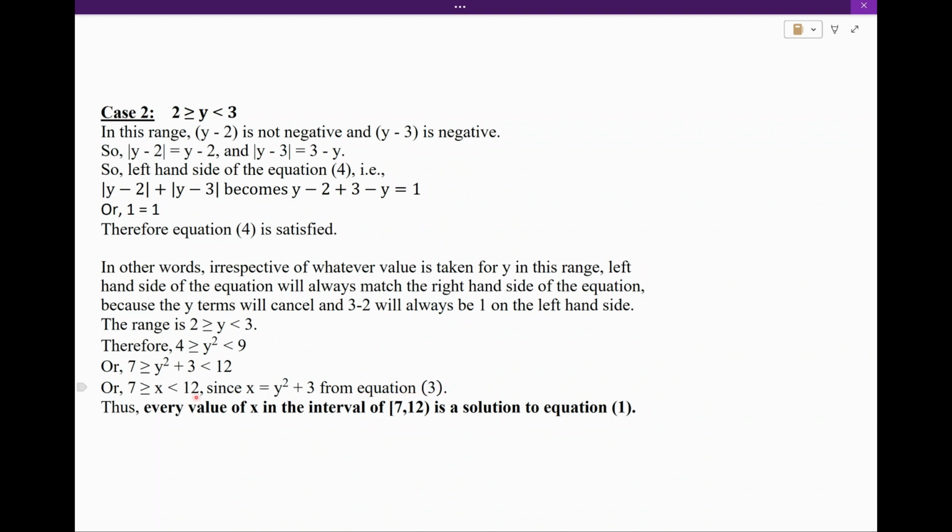So in this range, between 7 and 12, the value of x is a solution to equation 1. Notice that this range is closed on the left hand side, but it is open on the right hand side. That means x can be equal to 7, but x cannot be equal to 12. So if x falls in this range, then it is a solution to equation 1.